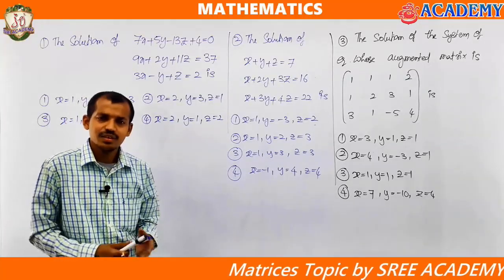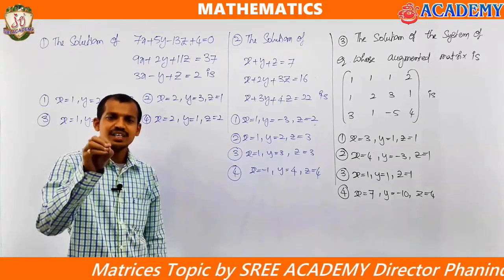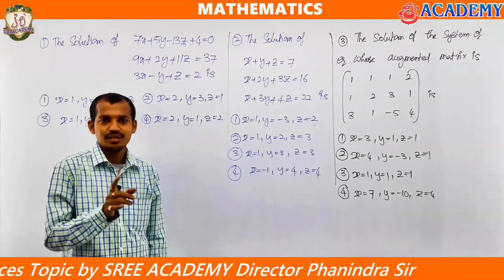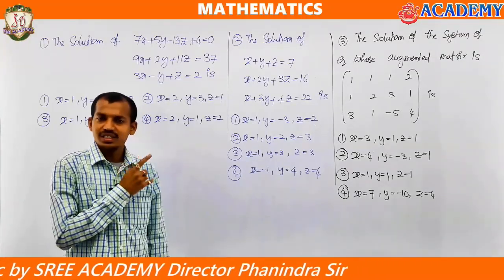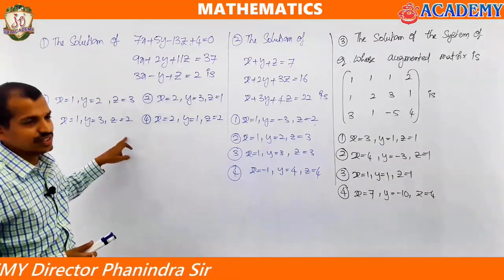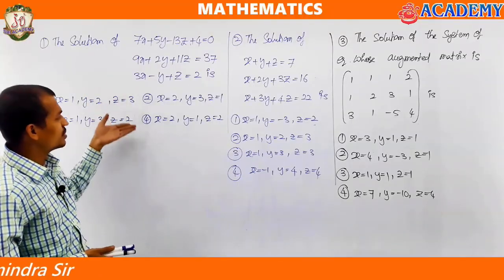Very easy. From this topic you will get one question. Like this you will get one question. In matrices, 5 marks you will get one question of this type. Indirectly the equation is given, and he asks for the solution. He gives solutions also, and the question is based on these solutions.